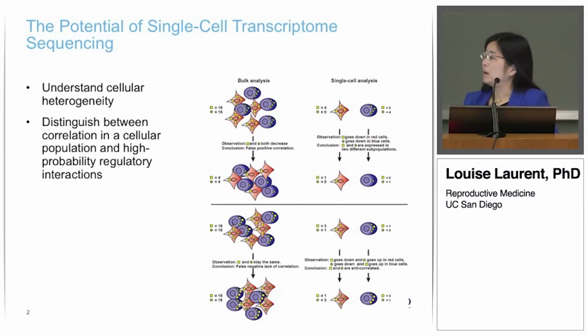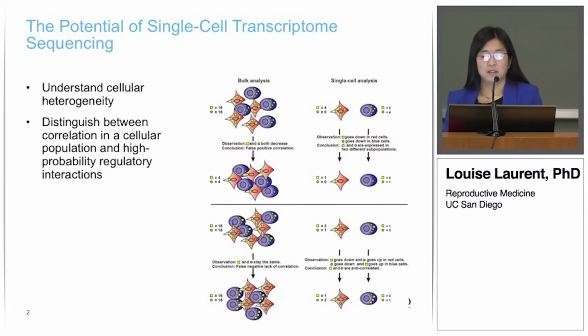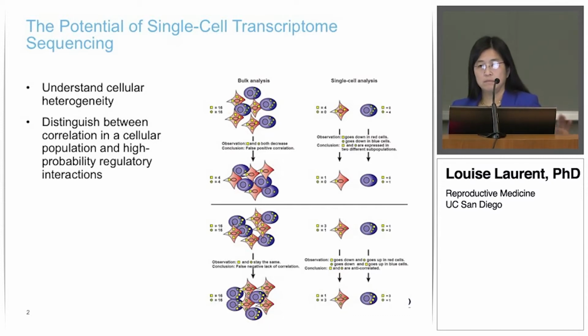Our motivation in getting into single-cell transcriptome sequencing was for two main reasons. One is to understand cellular heterogeneity. We knew that this was present in our cultures. When we did immunocytochemistry, we saw that the cells were not uniform in their staining. Even by morphology, the cells are not uniform in the dish.